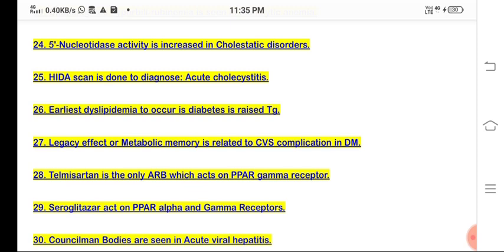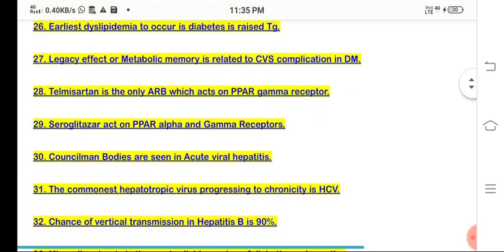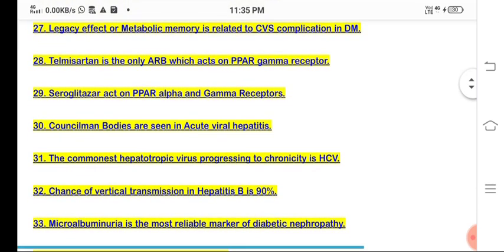The earliest dyslipidemia to occur in diabetes is raised triglycerides. Legacy effect or metabolic memory is related to serious complications in diabetes mellitus. Telmisartan is the only ARB which acts on the PPAR gamma receptor. So all the antilipidemic drugs you have to remember, and these newer drugs also. Telmisartan is the only ARB which acts on the PPAR gamma receptor.